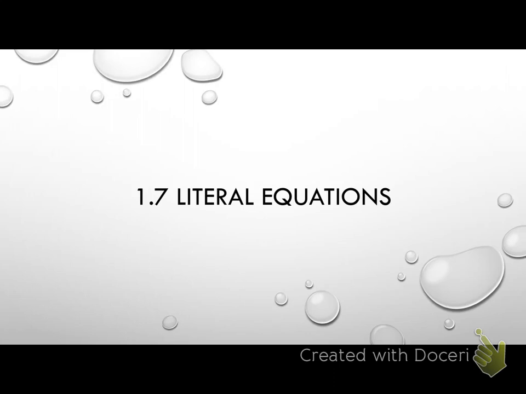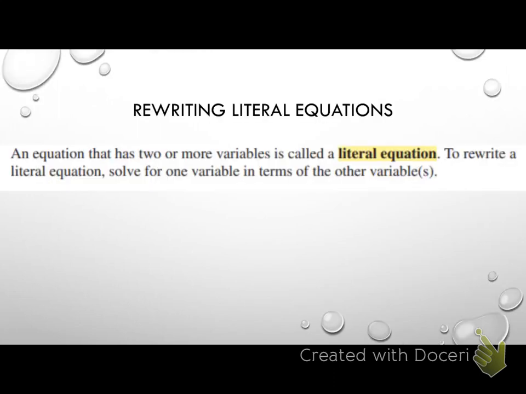1.7 literal equations. An equation that has two or more variables is called a literal equation. So we're going to be solving literal equations today. It's going to have more than one variable in it. To rewrite a literal equation, solve for one variable in terms of the other variables. So it'll give us an equation, and it'll say, solve for this variable. And it'll tell you the variable it wants you to solve for.